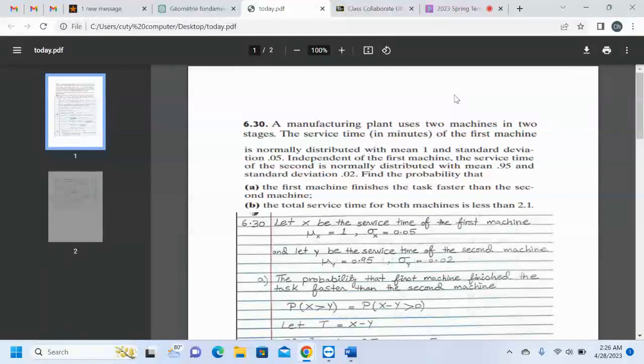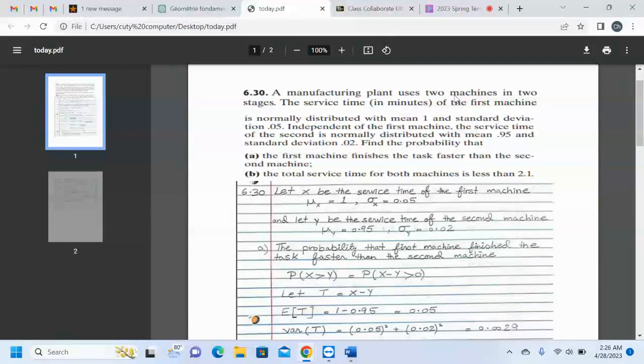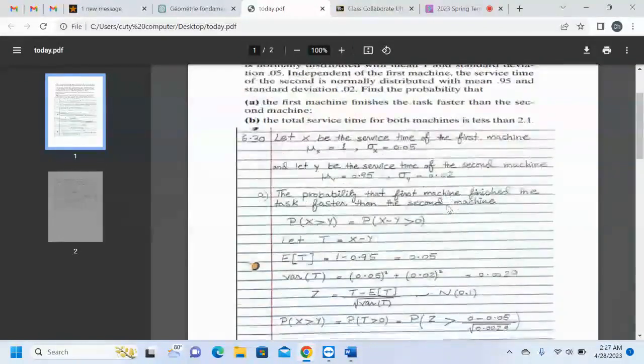Yes, Ikera. Okay. I'm going to present 6.30. A manufacturing plant uses 2 machines in 2 stages. The service time in minutes of the first machine is normally distributed with mean 1 and standard deviation 0.05. Independent of the first machine, the service time of the second machine is normally distributed with mean 0.95 and standard deviation 0.02. Find the probability that the first machine finishes the task faster than the second machine, and B, the total service time for both machines is less than 2.1.